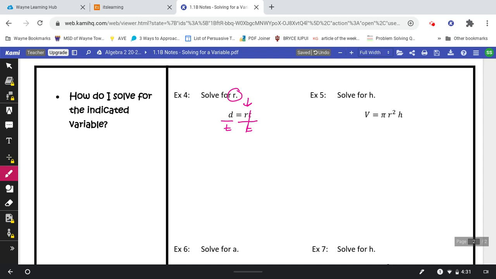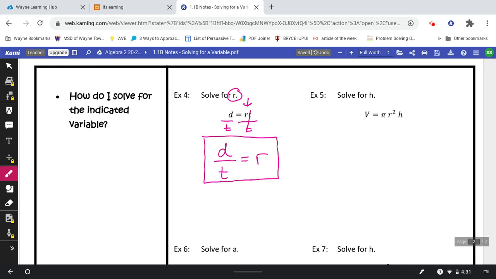Here, the t's will cancel. D divided by t just leaves it like that. There's nothing more we can do with that. And that equals r. That is my final answer. R is by itself on one side of the equal sign and everything else is on the other. So you have successfully solved for R.